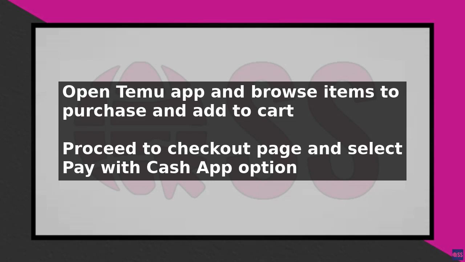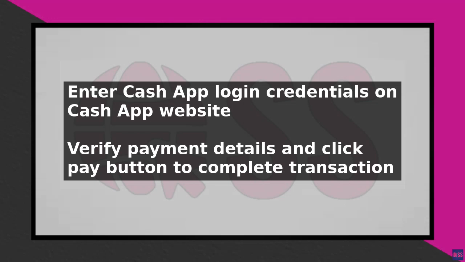You will be redirected to the Cash App website where you will be prompted to enter your Cash App login credentials. Enter your phone number or email address associated with your Cash App account and the corresponding password. After logging in, you will see the payment details, including the total amount to be paid and the payment method. Make sure the payment details are correct and then click on the Pay button to complete the transaction.